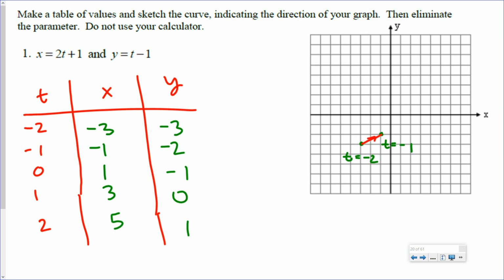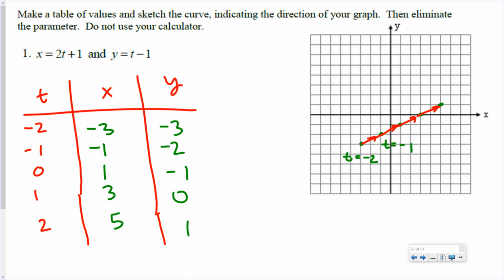So I'm just going to plot my points and connect them, but now you have a direction. With parametric equations, they turn into vectors. Then I plot 1, -1, which is here, and that's where I'm at the next time interval. Then I plot 3, 0, and that's where I am at the next time interval. Then I plot 5, 1, and where am I at the next time interval? You guys have this on your paper? What kind of curve did I make? A line. It looks like a line anyway.